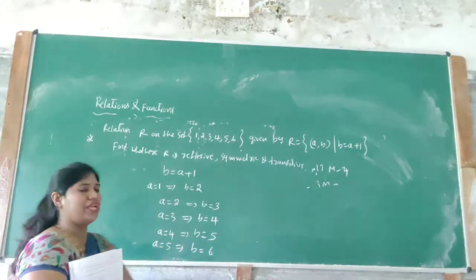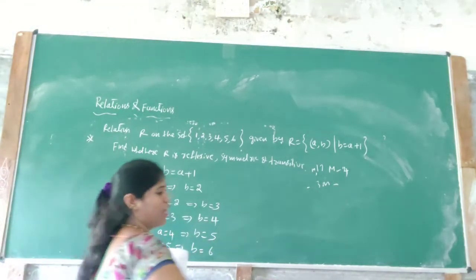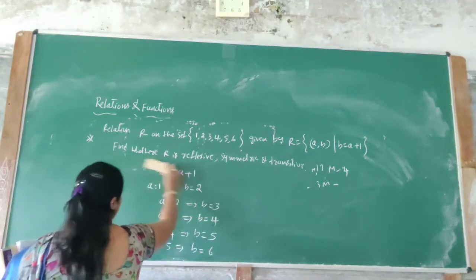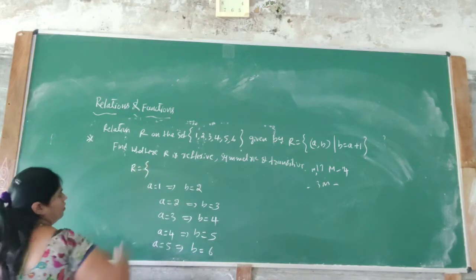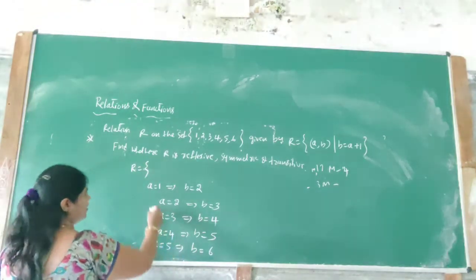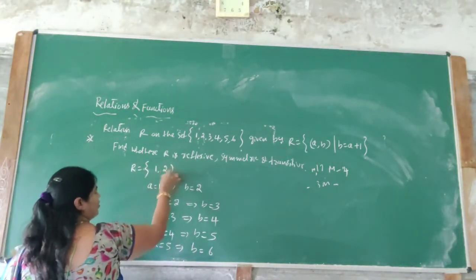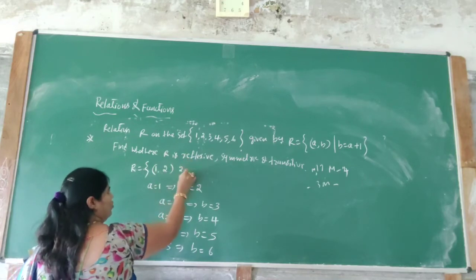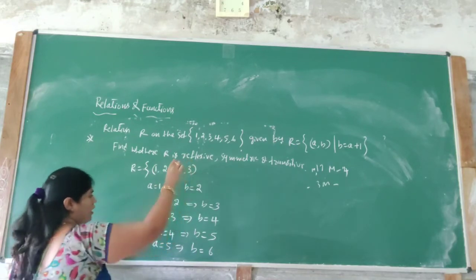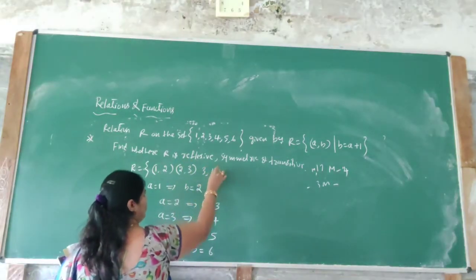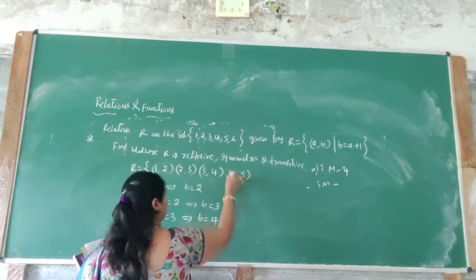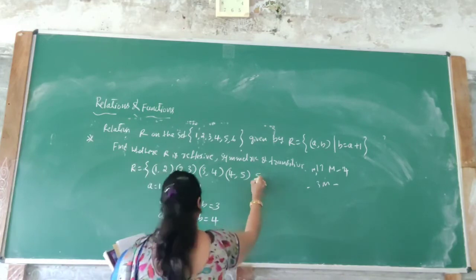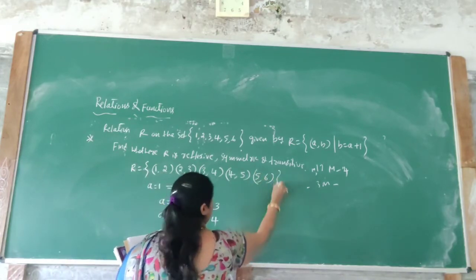If A is 5, B is 6. So we have to write the relation R. R in terms of Cartesian product is (1, 2), (2, 3), (3, 4), (4, 5), (5, 6).